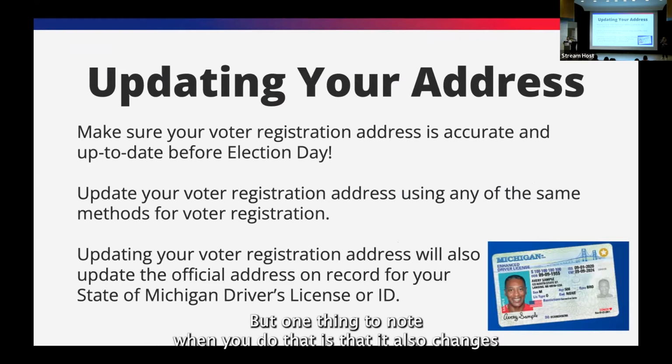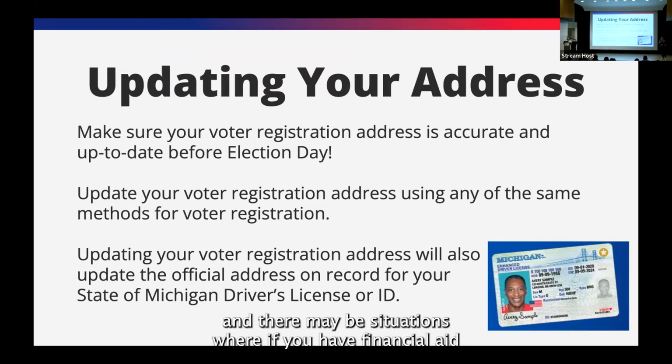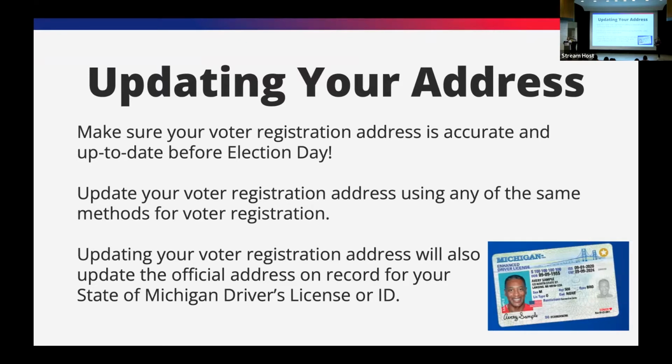It's super easy. But one thing to note when you do that is that it also changes the official address on record for your driver's license or ID. And there may be situations where if you have financial aid or scholarships that are dependent on location, you will definitely want to check with your financial aid office before changing to make sure that that doesn't impact it. But it is very easy to update it. And once you do, you'll receive a sticker in the mail that you can put on your driver's license or ID if you have one to show that you've updated your address.